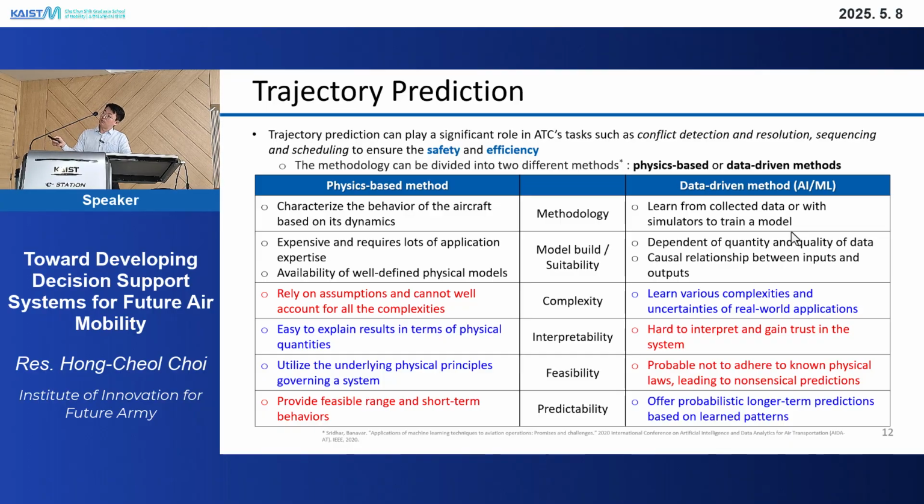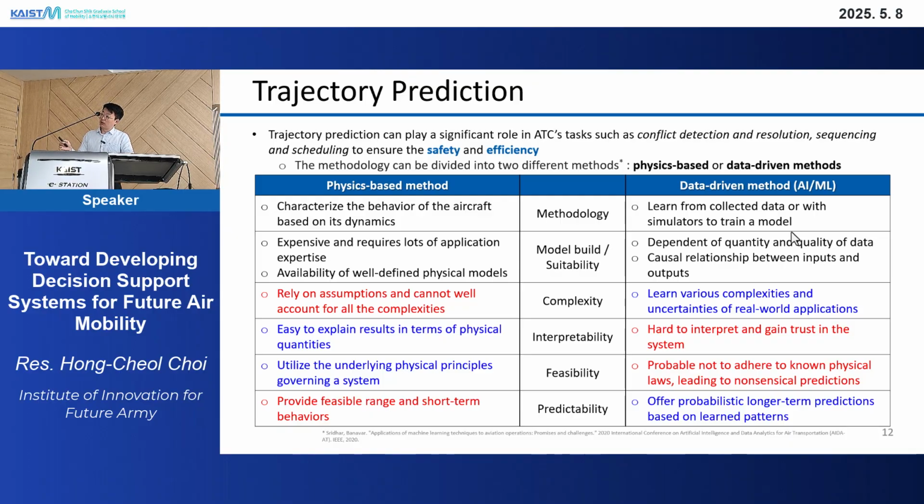In the physics-based method, as you can see, we have some specific mathematical models or aircraft dynamics model. Then from that, we can propagate the future state. On the other hand, the data-driven method typically has no specific model, but from the collected data, the model is trained directly to learn the trajectories, and they can provide the future trajectories. But as you can see here, from these four types of metrics, each method has advantages and disadvantages.